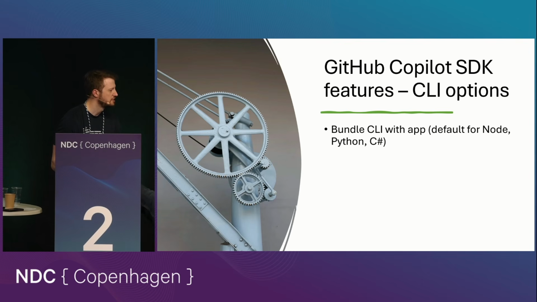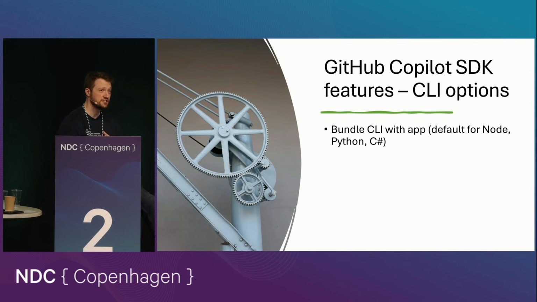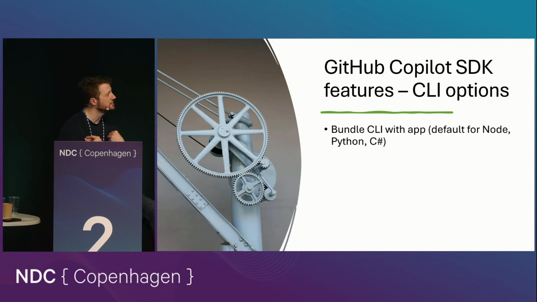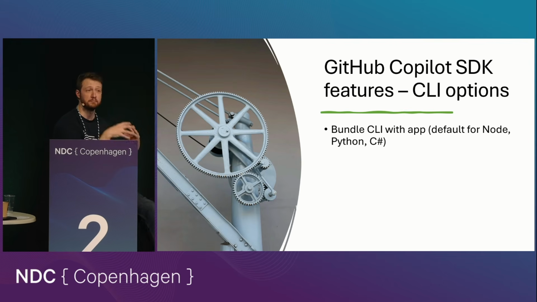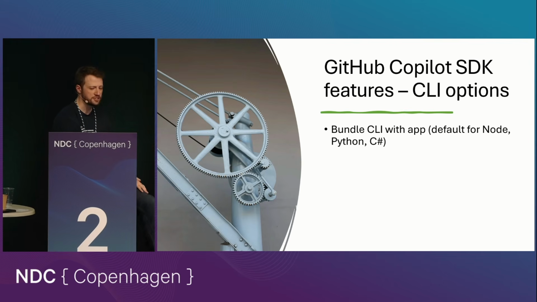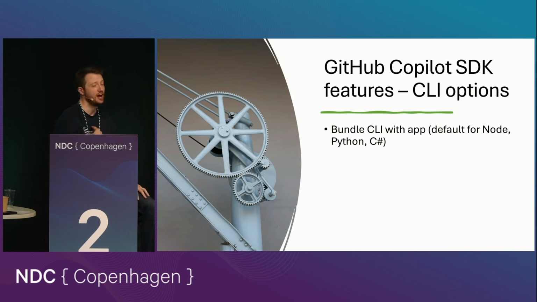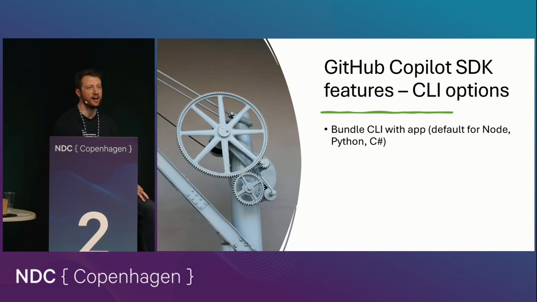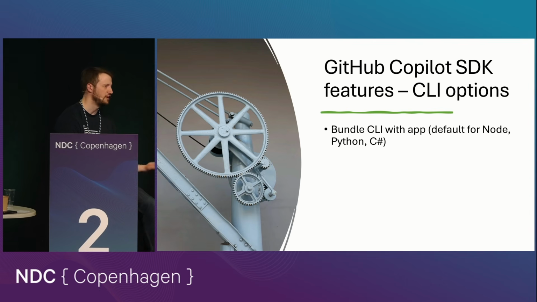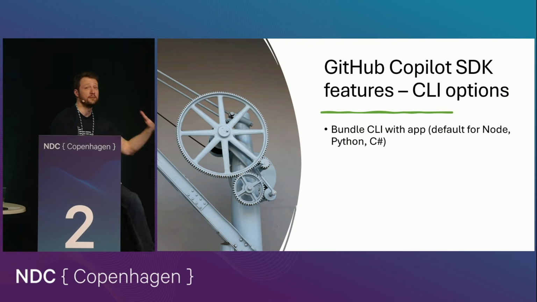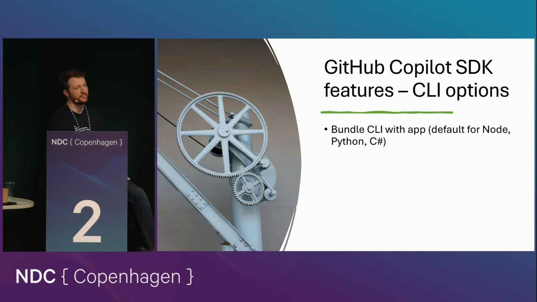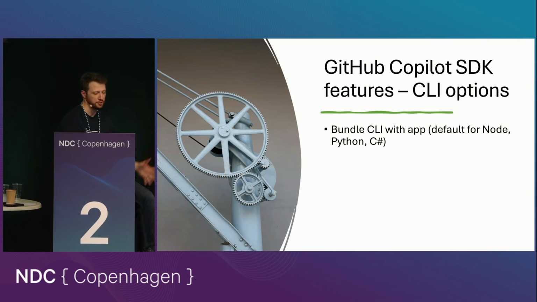So by default, for C#, it does not use the CLI that's on my machine. It actually has its own process that's bundled with the app. So this has some pros and cons. The pro is that if I'm on the super latest version of the CLI, the SDK probably won't have feature parity with that yet, so I don't have to worry about that. I also don't have to worry, if I'm deploying this somewhere, about the CLI being on that machine because it's bundled with my app.